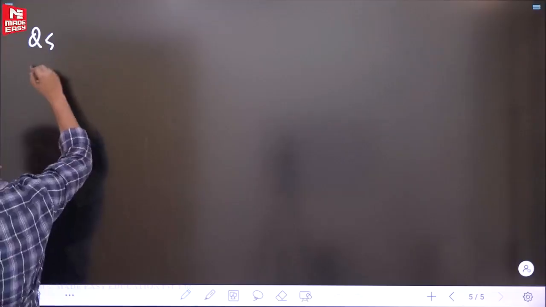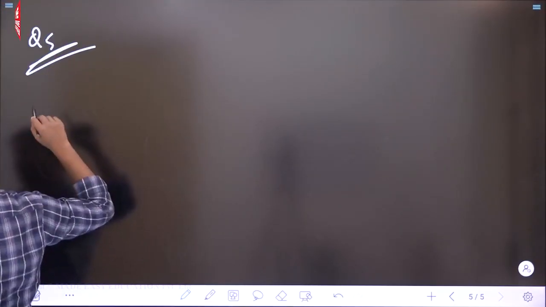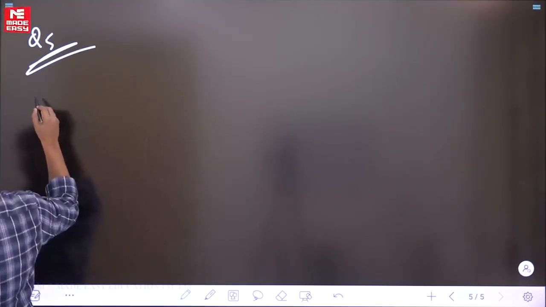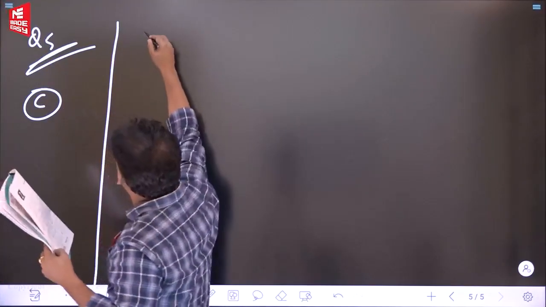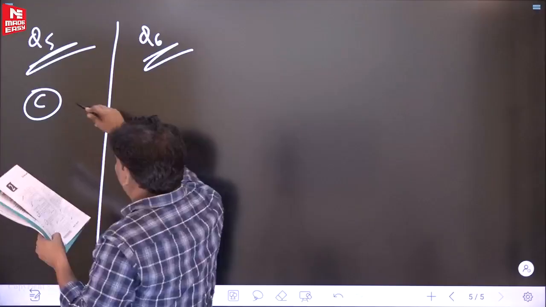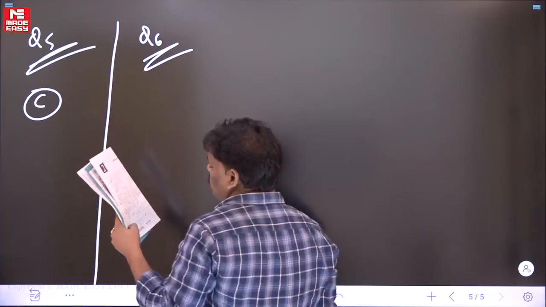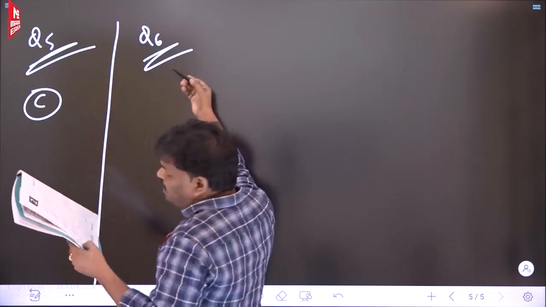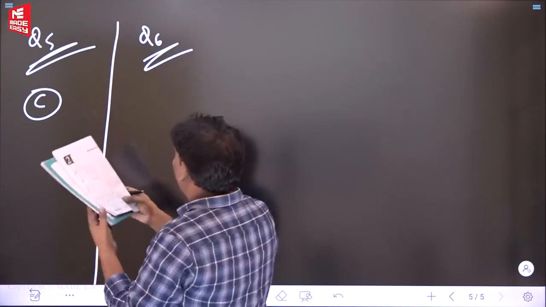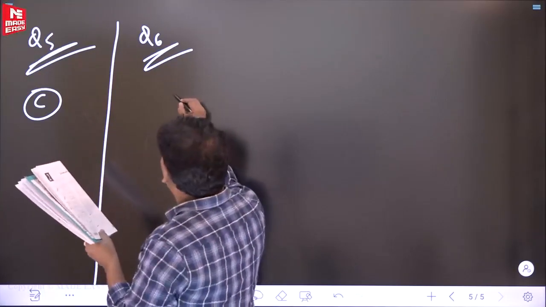Question number 5, this is already there in your notes. The answer is going to be C. Next one, question number 6, it is already there in your notes. That is the reason I don't want to waste your time, so I am going to question number 6 now. What is the answer? It may be already there in your notes also. If you want, only for namesake I will explain. Can you help me now?